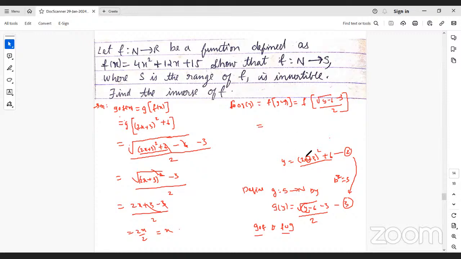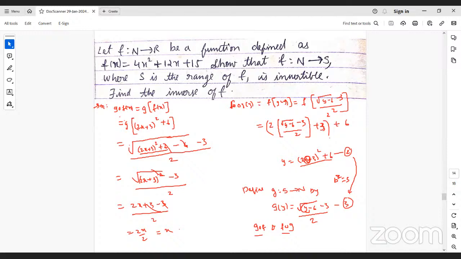So this will be equal to, in place of x, 2 I will keep as it is. In place of x, I am writing this function: root of y minus 6, minus 3, whole divided by 2. So x I have replaced with this, plus 3, we need to square it, and plus 6. In equation 2, where there is x, in place of x I have replaced the g of y value. Again we need to simplify it further.